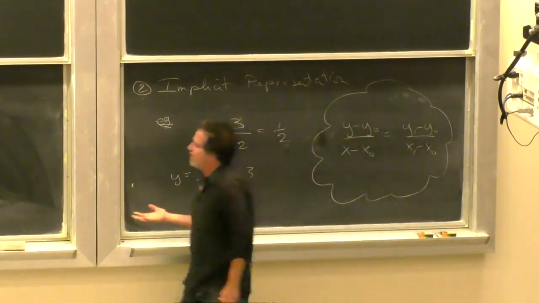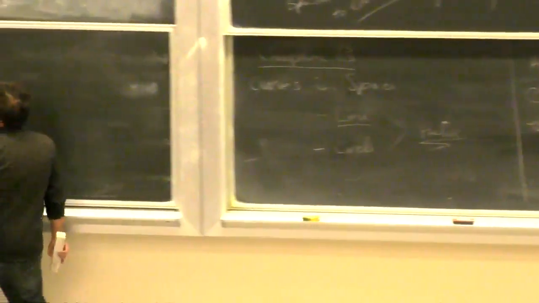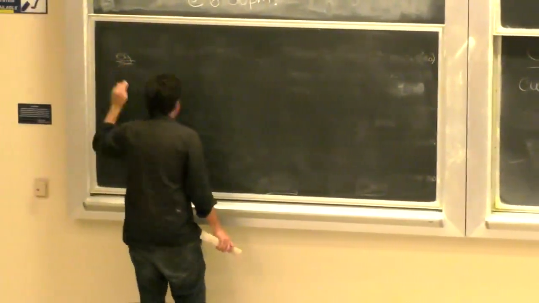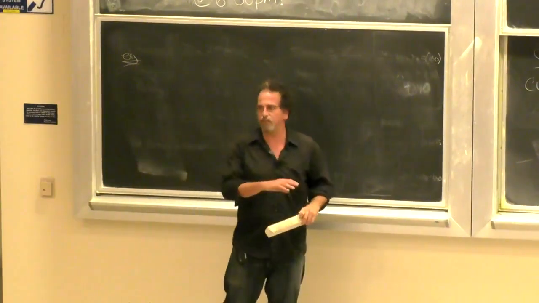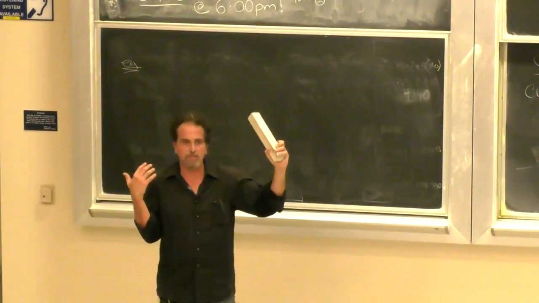We don't usually leave lines in their implicit representation. If I were to say, what's the most common implicit representation of a curve that you encounter in your life thus far as budding mathematicians and engineers?